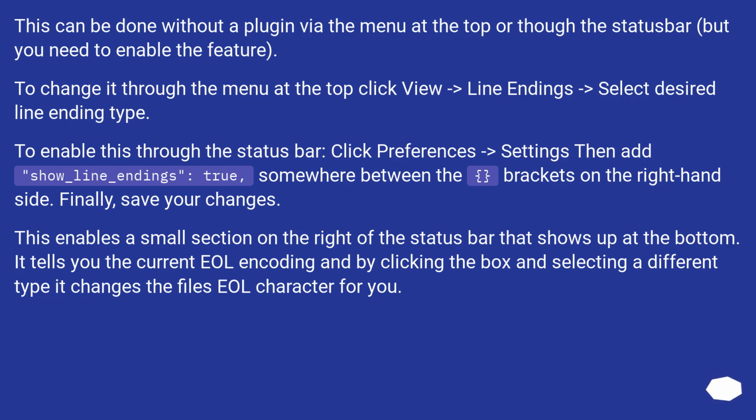To enable this through the status bar, click Preferences > Settings, then add "show_line_endings": true somewhere between the brackets on the right-hand side. Finally, save your changes. This enables a small section on the right of the status bar that shows up at the bottom. It tells you the current EOL encoding, and by clicking the box and selecting a different type, it changes the file's EOL character for you.